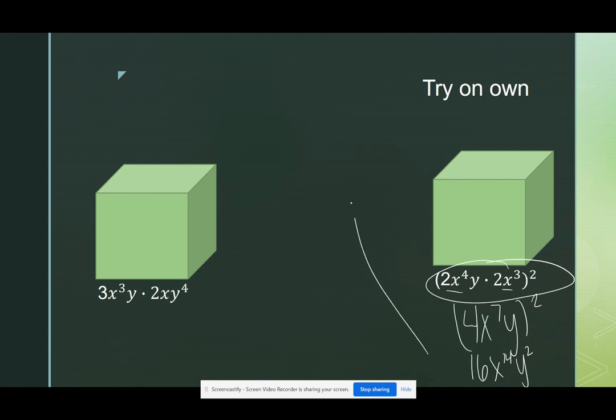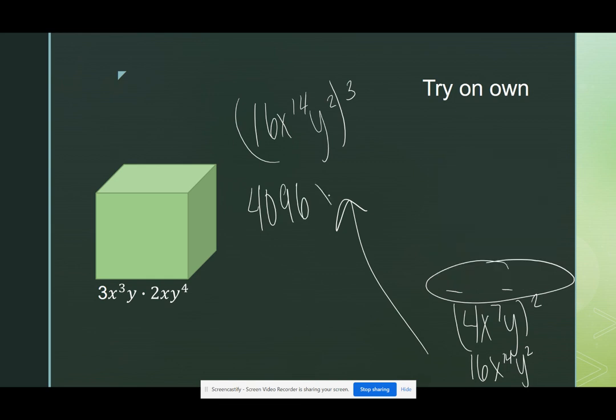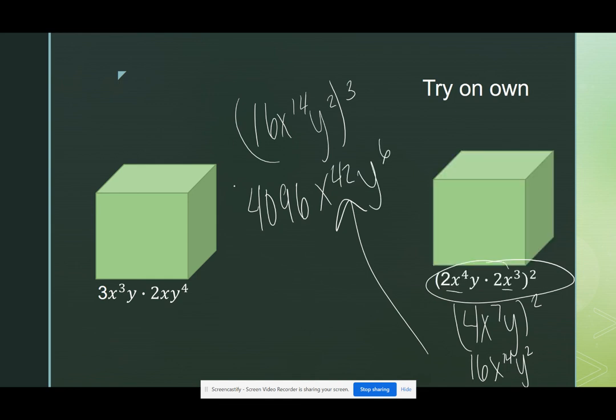So once I have this, I know that this is a cube, so it means I'm going to cube it, which makes sense, right? If it's a cube, we're going to cube it. But like you saw in class, you could also expand this and do 16x to the 14th y squared times itself, then times itself again, and you'll get the same answer. So if I do it this way, I do 16 to the third, which becomes 4,096. 14 times 3 is 42. And y to the sixth, and that would become my final answer.